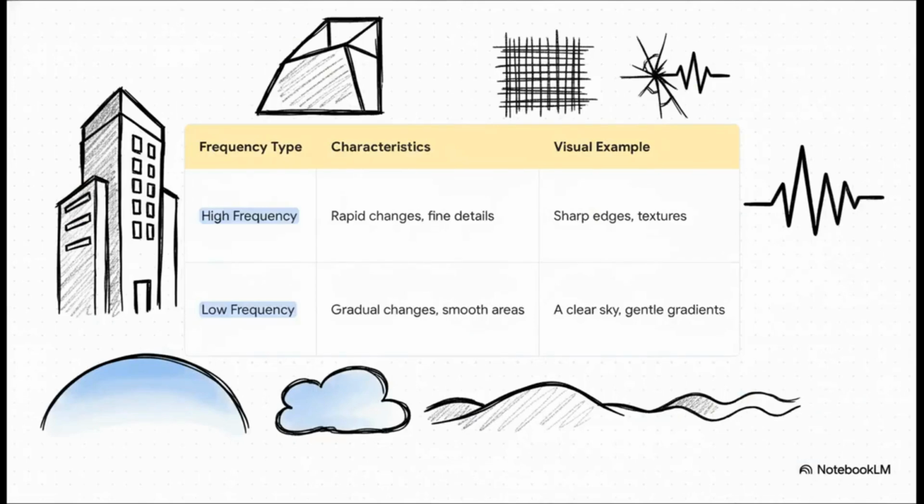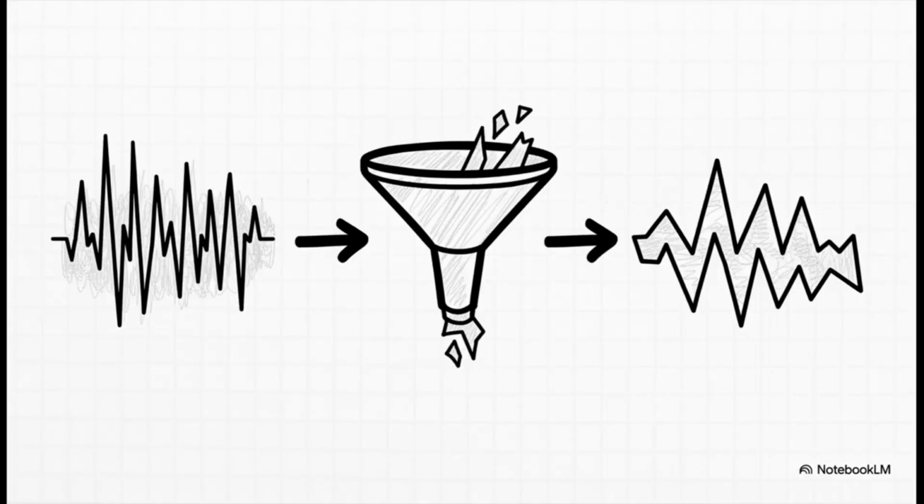Let's break it down into two main types, which this table shows perfectly. You've got high frequency, that's where things change fast. Think about the sharp edge of a building or the detailed texture in a patch of grass. Then you have low frequency, that's the opposite, the slow, gradual changes, like a soft gradient in a clear blue sky. Every single image is just a big mix of both.